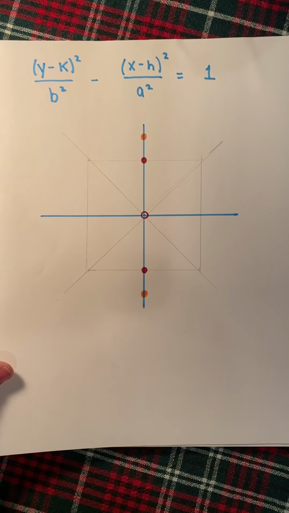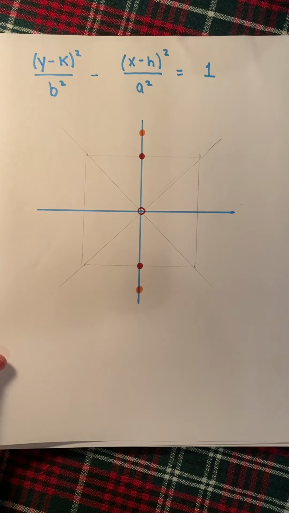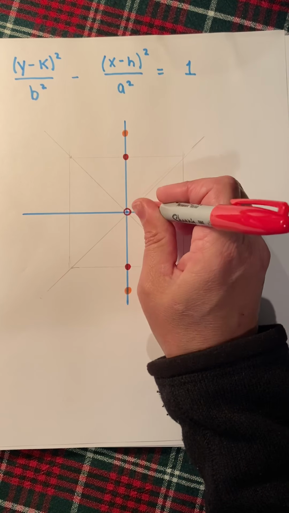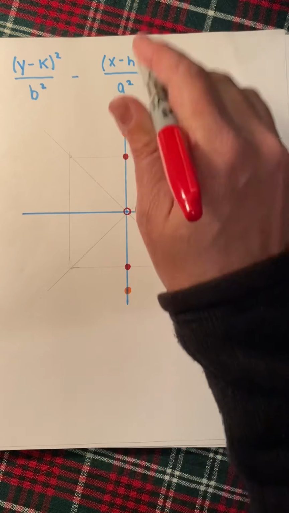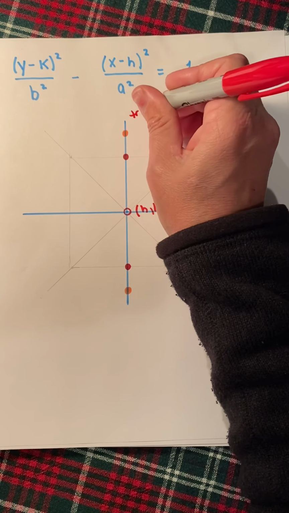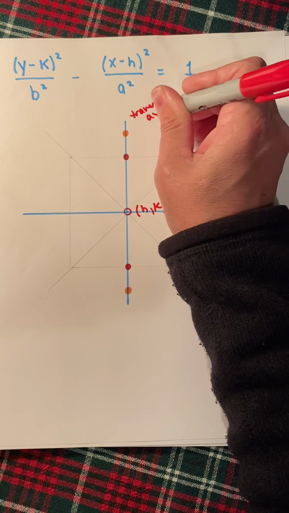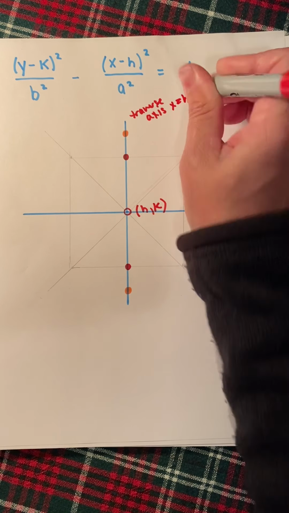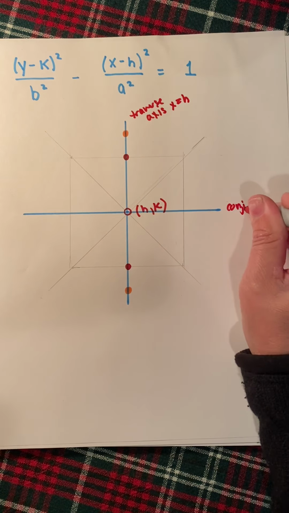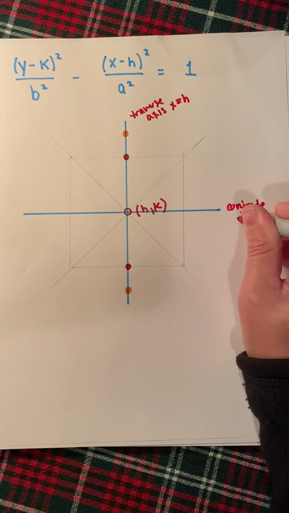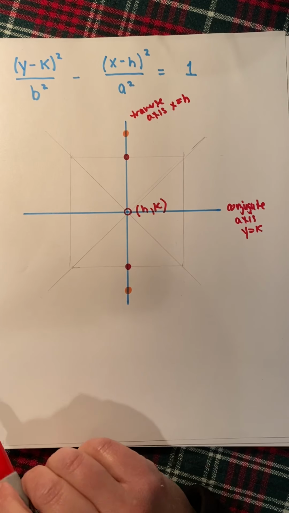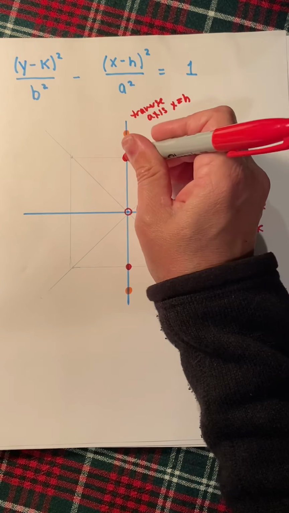So here we have a vertical hyperbola in standard form. My center is still at the point (h, k). Remember, this is not my x and y axis. This is going to be the transverse axis, and it's going to be x equals h. And this is going to be my conjugate axis, y equals k. And then we're going to have vertices here and here.